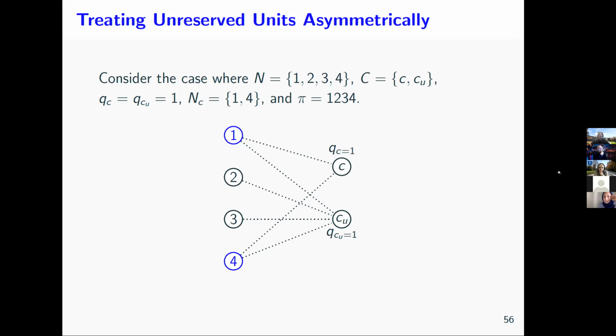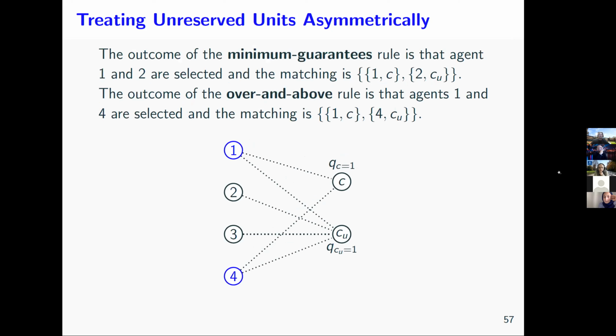So how you treat the unreserved category, first or later, can have a big impact, and this is shown in the next slide. If you go for this minimum guarantees rule, then the matching that you get is 1, C and 2, CU. So agents 1 and 2 are matched. Whereas if you use the over and above rule, then both the two minority group agents, agent 1 and 4, are both matched.